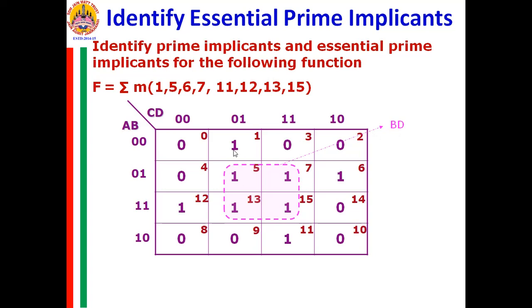Now this one is an essential cell, and for that I have to form a pair with this one. What is the Boolean expression for this? It is A bar, C bar D. Then for this one and this one, we need a pair formation. There is no possibility of a quad, so a pair, and the expression for this pair is A, B, C bar.